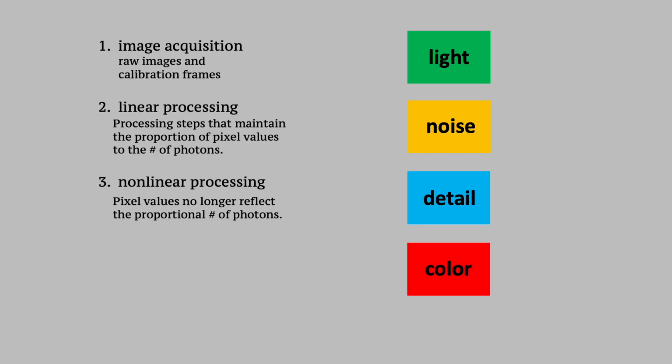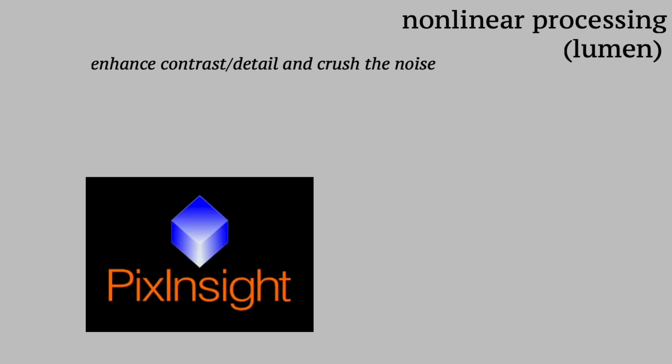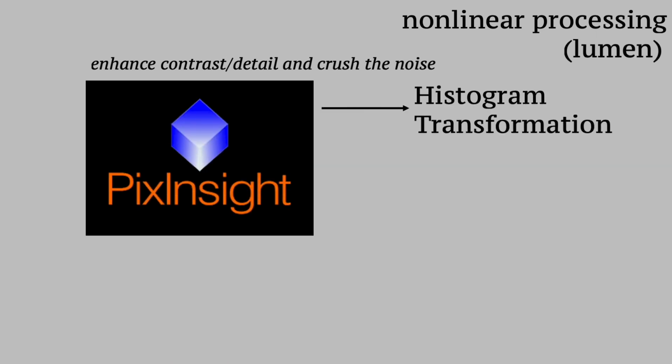Okay, so that's the linear processing for the lumen. We do have one last thing to do with our lumen, and that is a nonlinear process. This is when we're going to destroy the proportional value of photons versus pixel values. This is the last thing that we do with our lumen before saving it as our lumen master. We want to enhance the contrast and detail and crush down the noise, and we use the HistogramTransformation in PixInsight to do that.